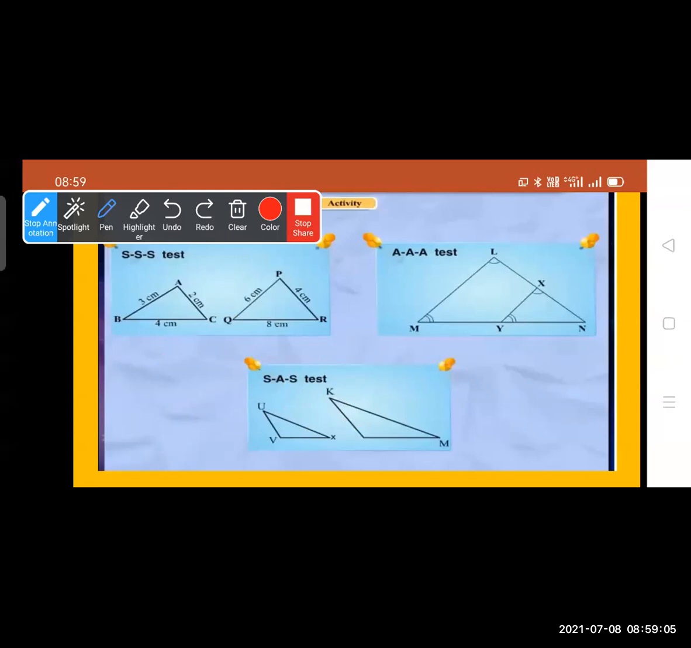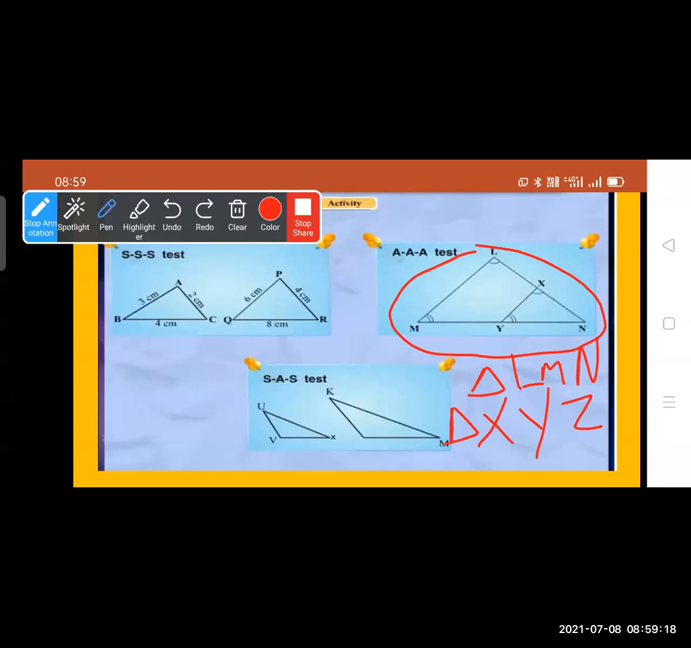Now second question, AA test. So see here, two triangles are given. Which two triangles? First one is the larger one, LMN, first triangle. And second triangle is XYZ. Okay, student. So one by one, first we see angle L is congruent to angle X. These symbols indicate that these angles are congruent. Now angle M is congruent to angle Y. Okay, common angle. So therefore we say that these two triangles are similar. Which two triangles? Triangle LMN similar to XYZ.